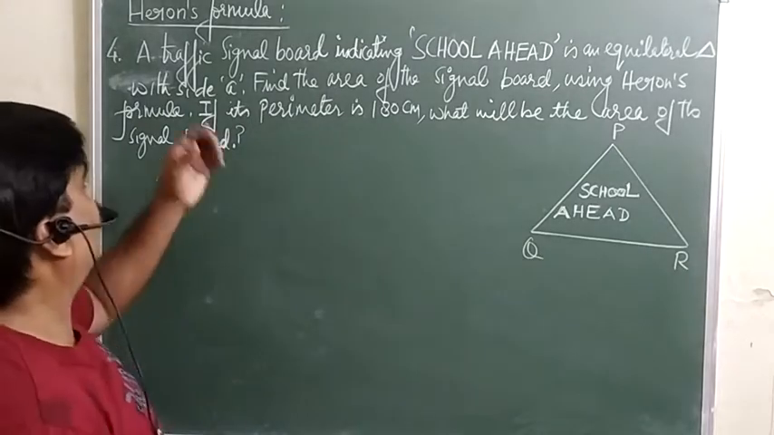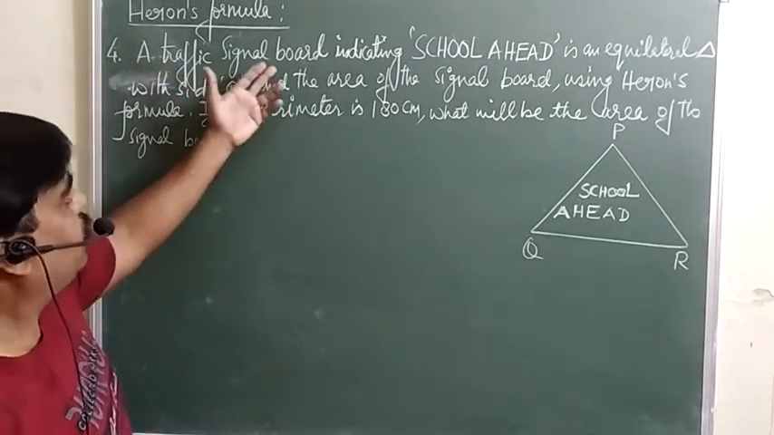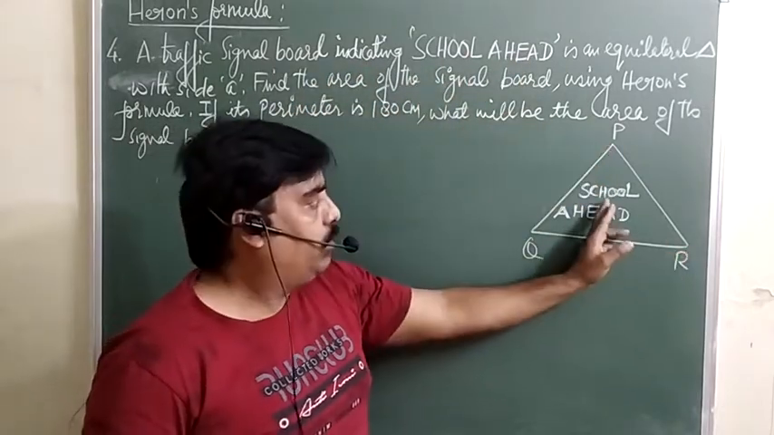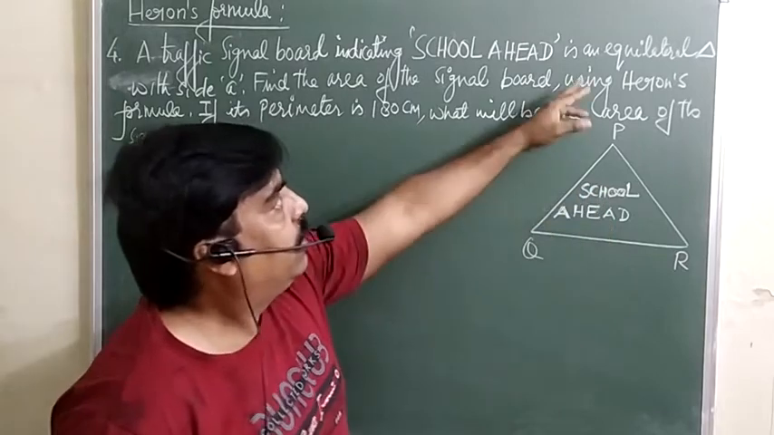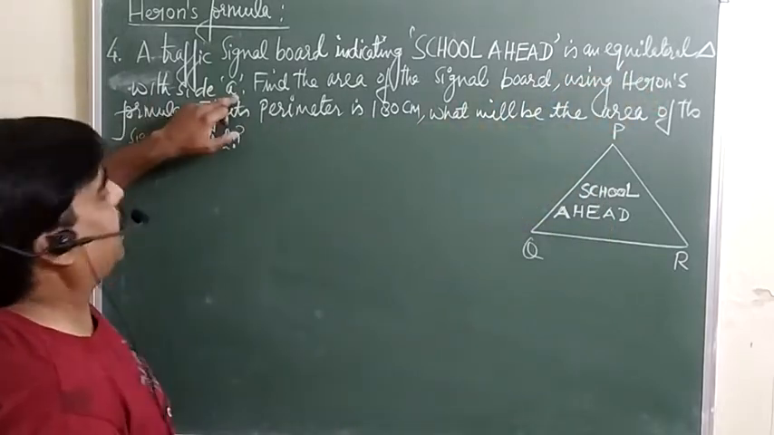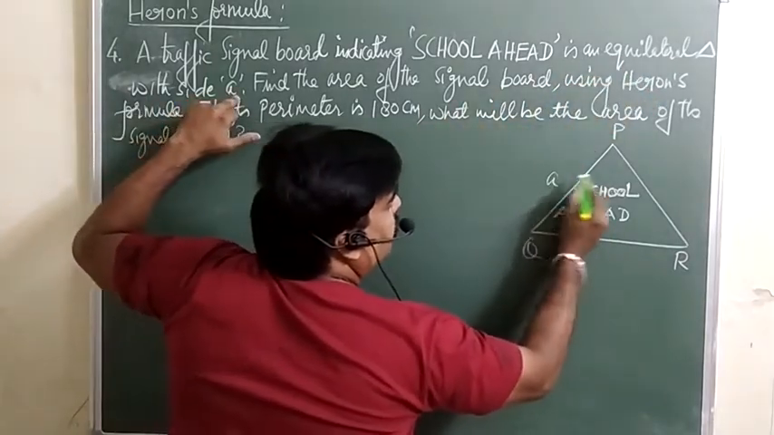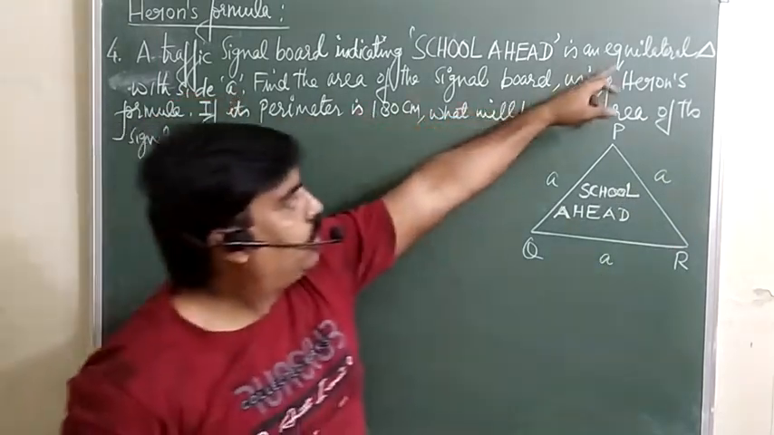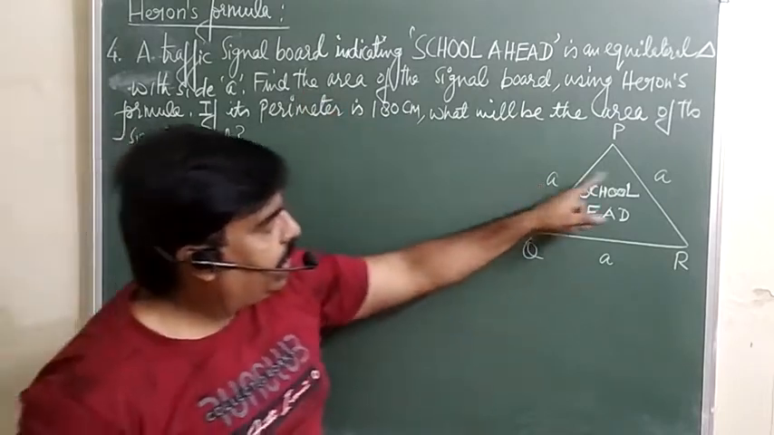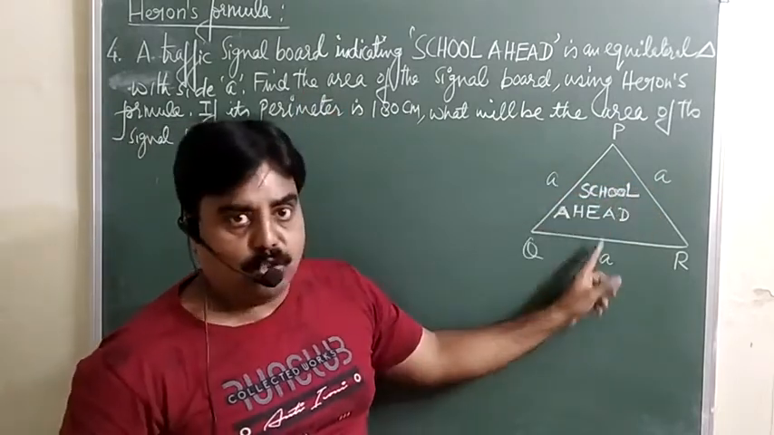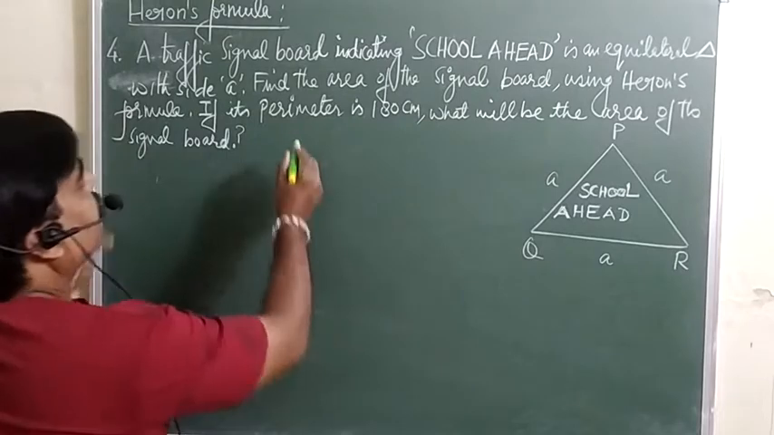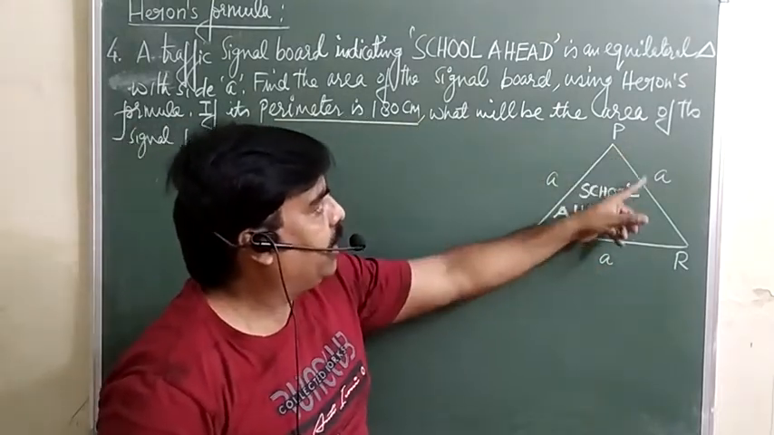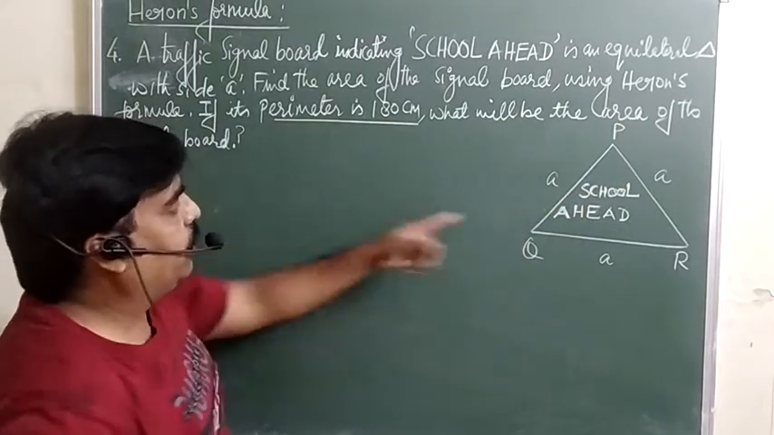Yes. Now the question is a traffic signal board indicating a school ahead. This is your traffic signal board, in the shape of an equilateral triangle of side a. The side of this triangle is a. We are supposed to find the area of this triangle first using Heron's formula. And second, if its perimeter is 180, then what will be the area of this board?